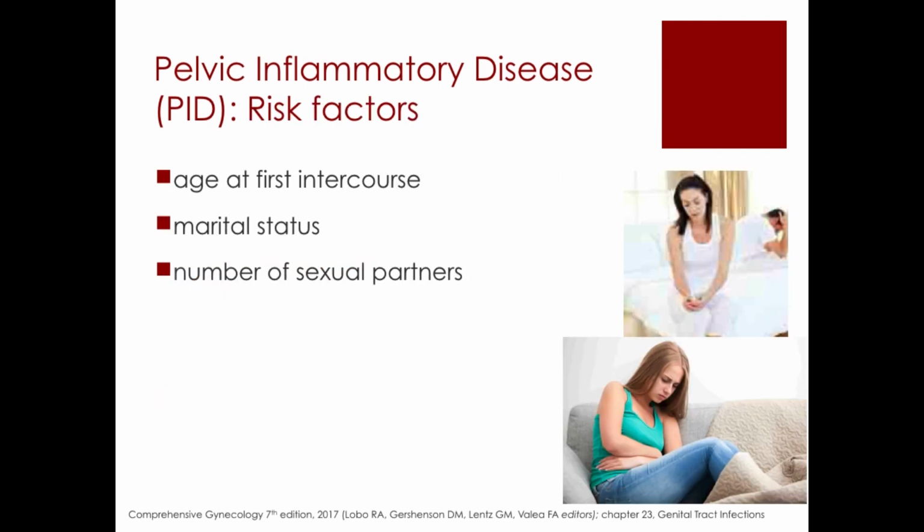So what are the risk factors for developing a PID? So first is age at first intercourse, marital status, and the number of sexual partners. The more sexual partners or the more promiscuous a person is, then she is more at risk for PID.